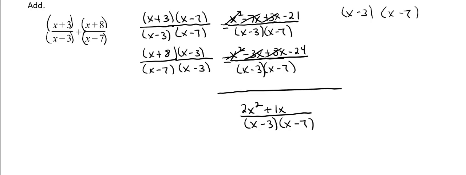So now I go to my two constants. Negative 21 plus negative 24 gives me negative 45. So my final answer is 2x squared plus 1x. You don't really need that 1 in front, but 2x squared plus 1x minus 45 all over the quantity x minus 3 times the quantity x minus 7.